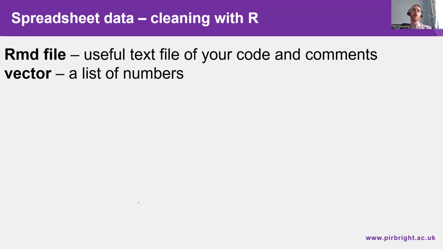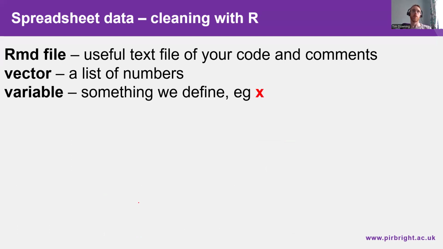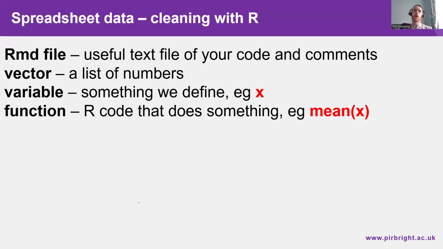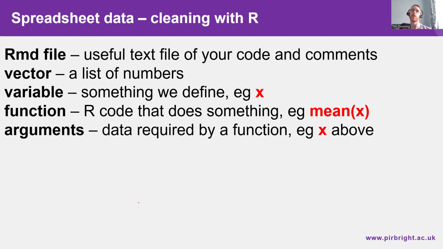So we're going to use these RMD files. A vector is a list of numbers or a list of strings as well. We can define a variable from vectors, such as x, and then we have functions, which is R code that does something, such as the mean of x. The function takes the argument x and calculates the mean of that set of values. So if the values are 1, 2, 3, 4, 5, it'll return the value 3 as the mean of those numbers. An argument is something required by our function, such as x above. Some functions require more than one argument.